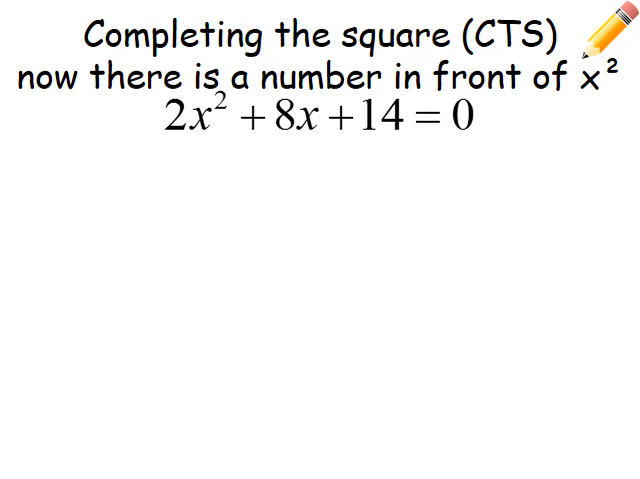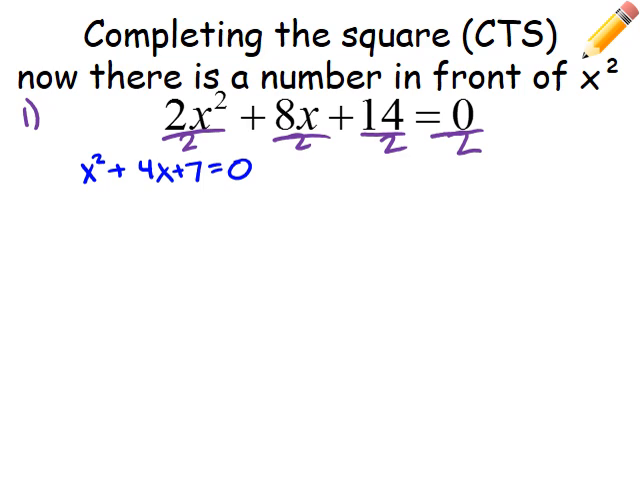So in this case, for step 1, it says make sure the leading coefficient is 1. And in this case, I have 2. So to take care of it, you divide every term by that leading coefficient, which gives me my new equation of x squared plus 4x plus 7 equals 0. That's the only new step from the previous 2 questions.